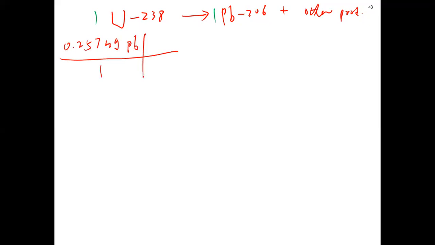So to do this conversion, there are many different ways. One way is to use the molar mass. So we will first convert this milligram into gram, right? And then we are going to use the molar mass. So for those isotopes, you can use this number to a very good accuracy as the mass number. So if I tell you lead-206, that means you have 206 gram for 1 mole.